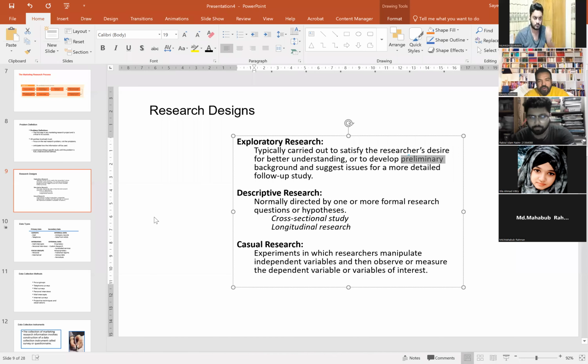Descriptive research, on the other end, yes, Nuhash, go ahead. Sir, in exploratory research, can we say there will be so much primary data and almost no secondary data, because we are doing it at the very beginning of a study? Yes. So the primary data will be very high and there may not be any secondary data at all.